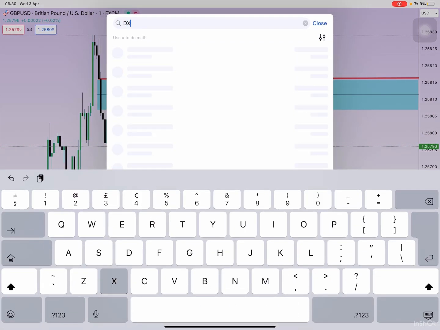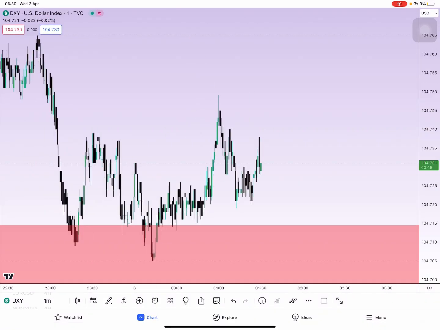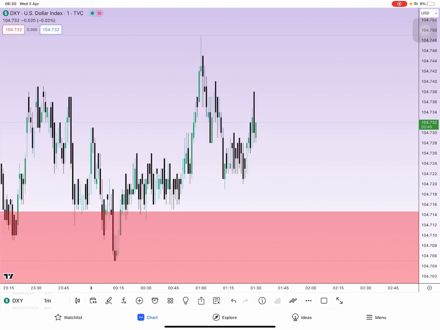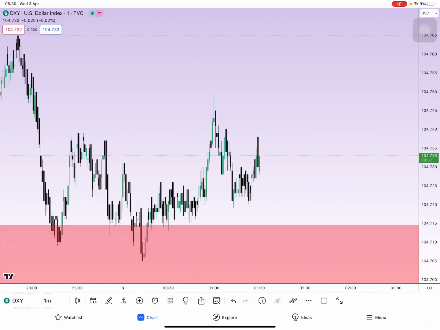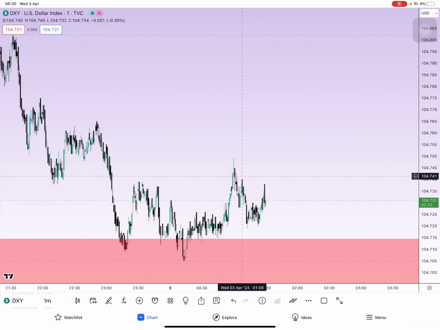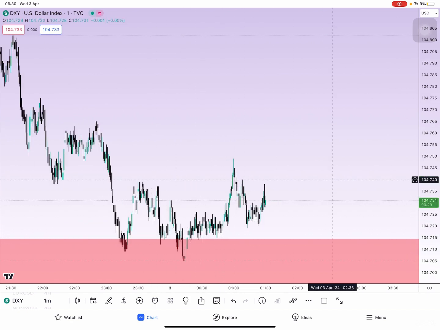Let's have a look at the dollar again. Oh, the video has gone too long. I forgot about this again, but I think we are going to move towards the target now. We should actually, because it looks like accumulation.